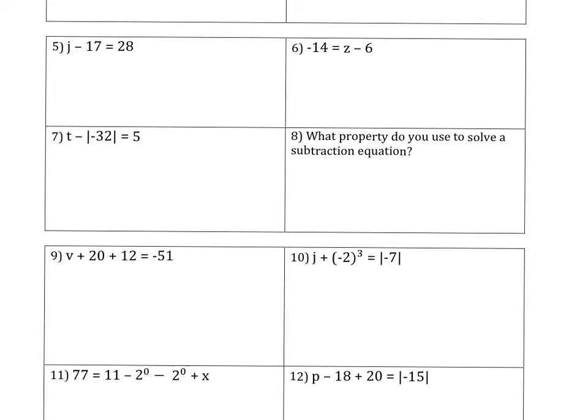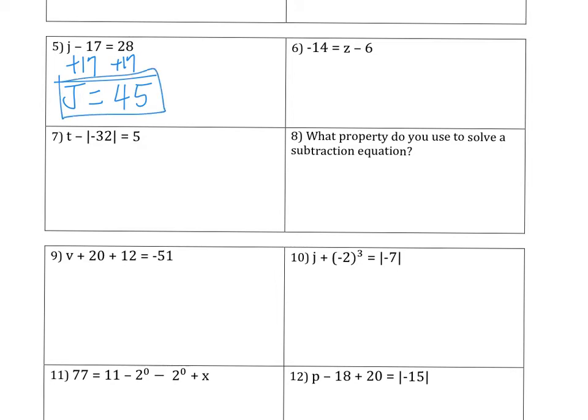Here's some more examples. So we want to get j by itself. We want to isolate our variable or solve for a variable. And then we're subtracting 17, so we do the addition property, which means we add 17 to both sides. So we add 17 here. What you do to one side, you have to do to the other side. So think of math as fair. What you do to one, you have to do to the other. So now we have j equals 45.